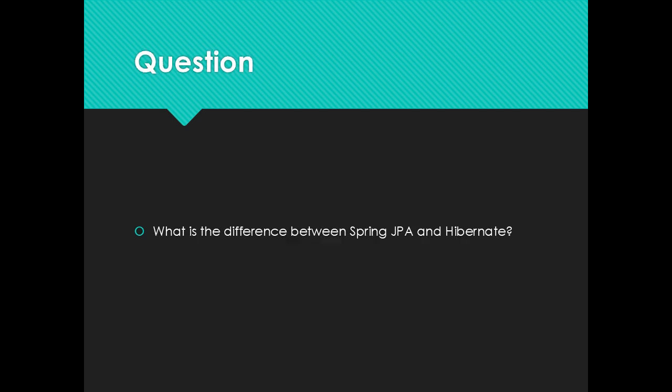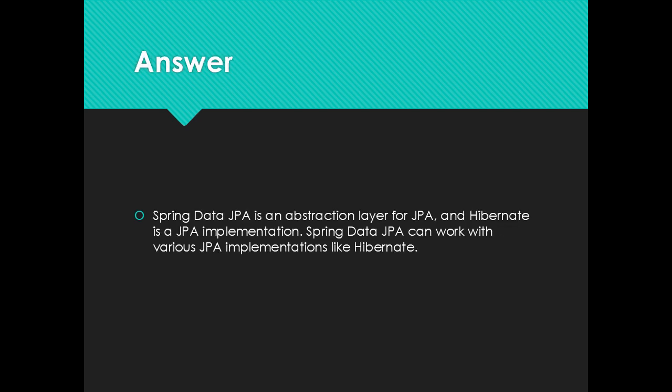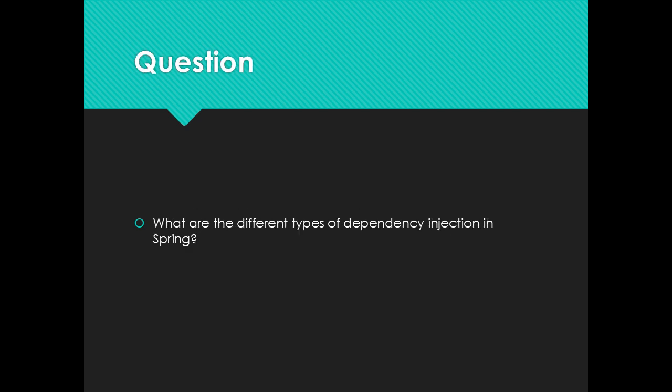Question 9. What is the difference between Spring Data JPA and Hibernate? Answer: Spring Data JPA is an abstraction layer that simplifies JPA implementations, while Hibernate is a specific JPA implementation. Spring Data JPA works with Hibernate by reducing the amount of boilerplate code, making it easier to perform CRUD operations.